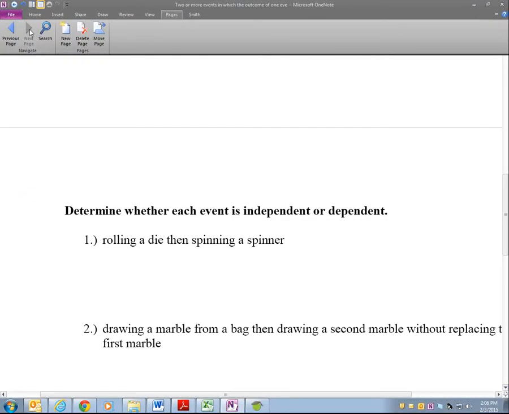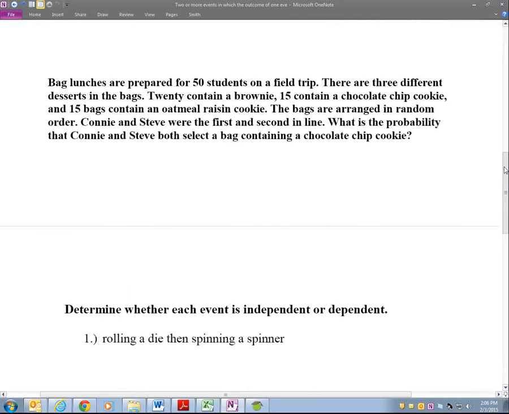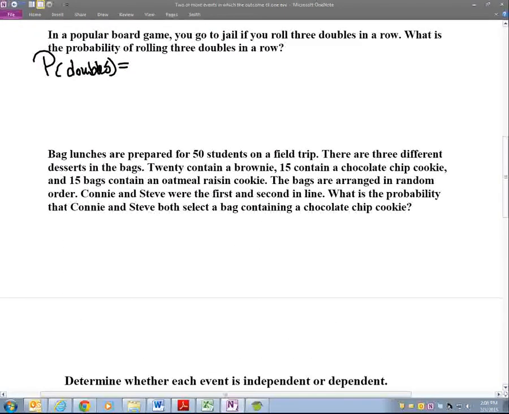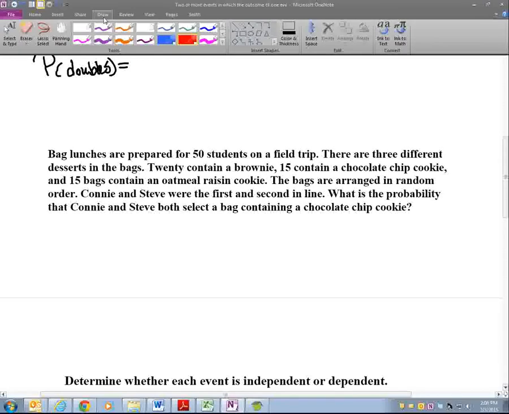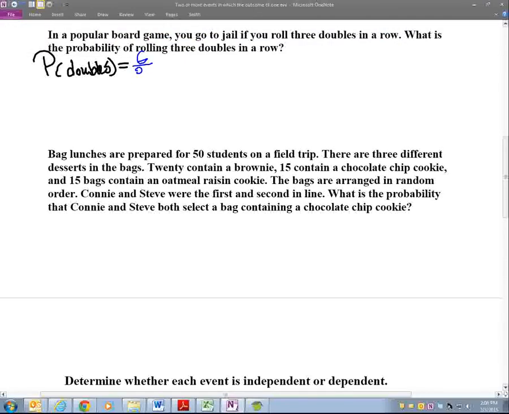Why did you put 40? Because you have to go... You have to count those squares. 6 out of 36, quiet please. 6 out of 36, which simplifies to what, Johanna? What does that simplify to?